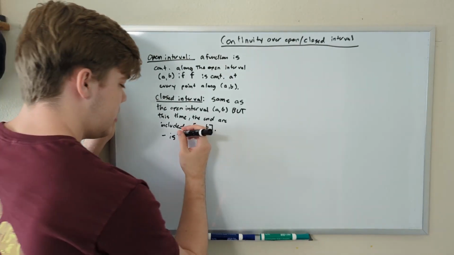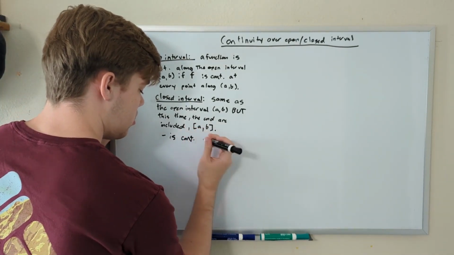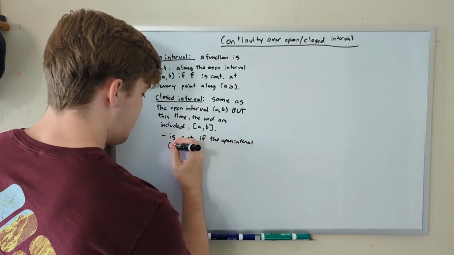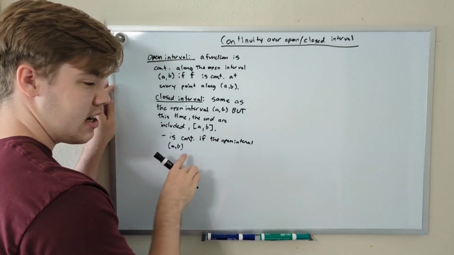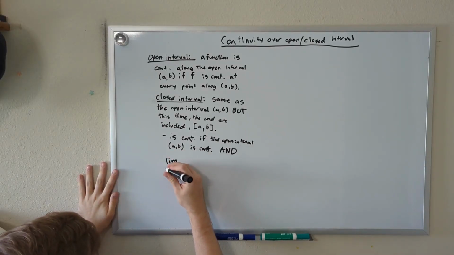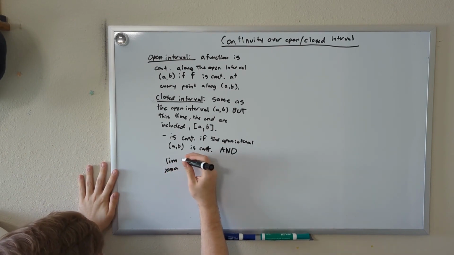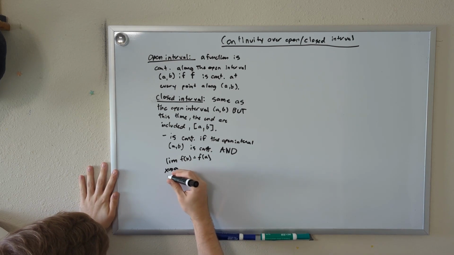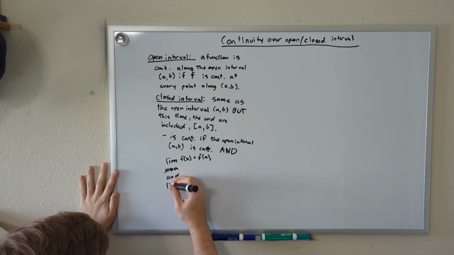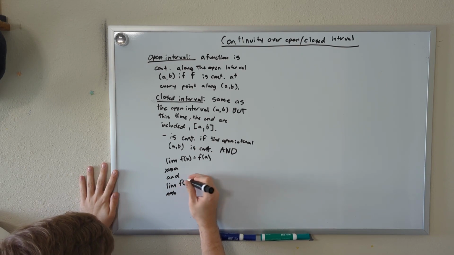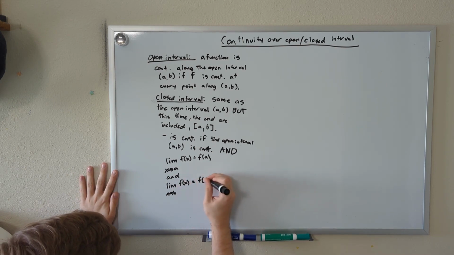A closed interval is continuous if the open interval (a, b), remember this does not include the endpoints, is continuous, and the limit as x approaches a of f of x equals f of a, and the limit as x approaches b of f of x is equal to f of b.